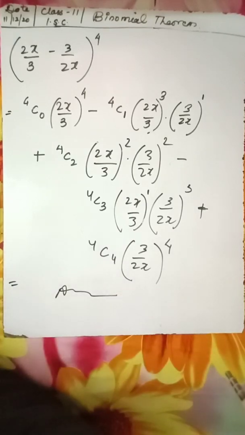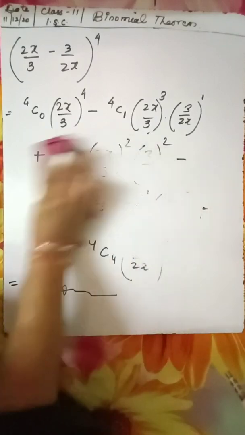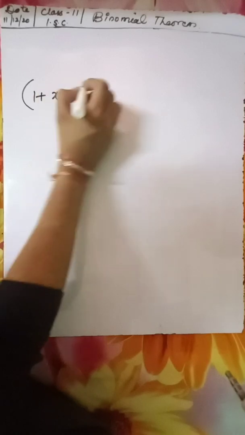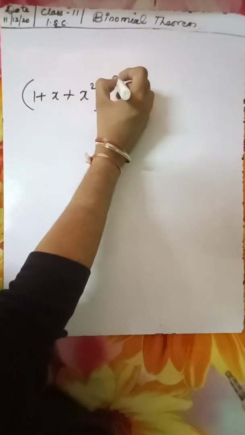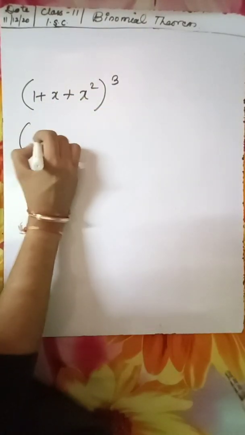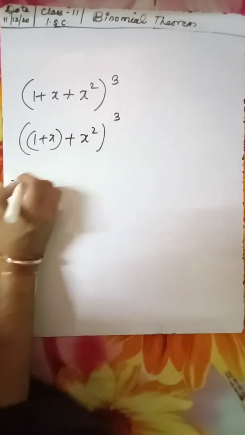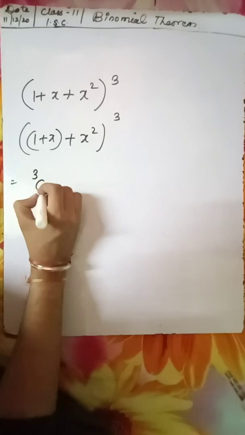Okay, similarly, the sixth one is of three terms, that is a trinomial expansion we have to do. So for that trinomial expansion, just make it a binomial. If you have (1 plus x squared) the whole cube, you consider 1 plus x as one term and x squared as the other term. Now expand it. How will you expand?